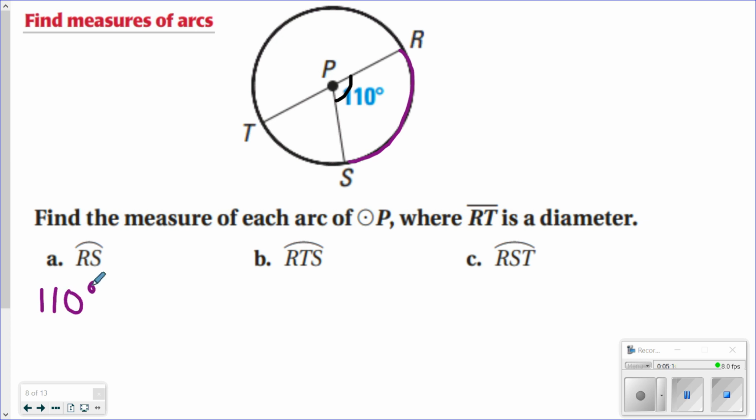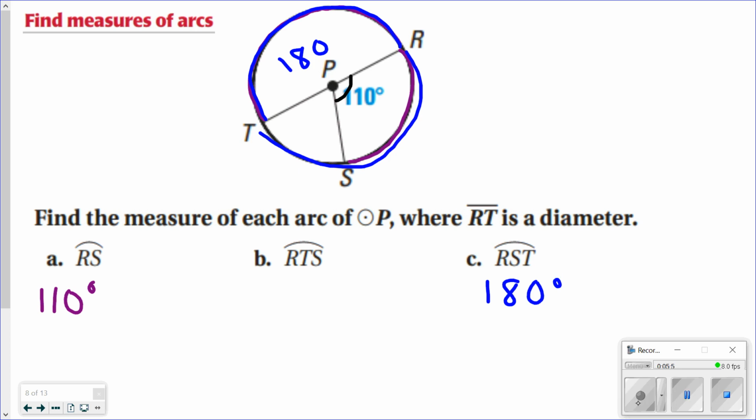Now we need to look at our circle and see what we know and what we need to find out. Well, if you look closely, we see that we have a semicircle here from T to R, which means if it's a semicircle, it's 180 degrees. So if I know that this is 180 degrees, I also know that this arc is 180 degrees. And if we look at our choices below, that would be arc RST. So we know that this is 180 degrees.